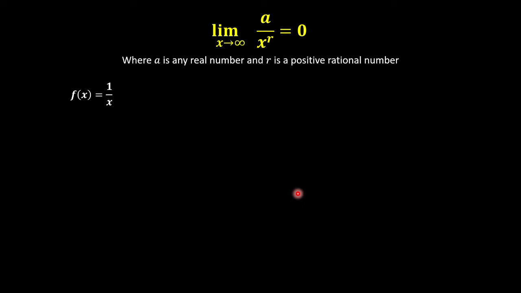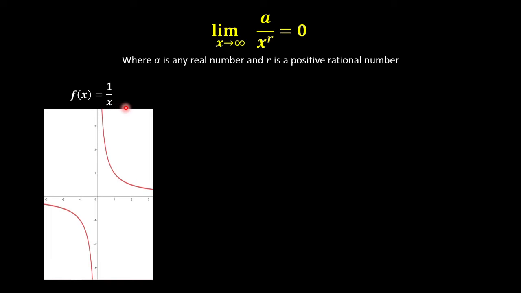Let's say we have f of x is equal to 1 over x. So 1 is a real number, and the exponent of x here is the rational number. This is the graph of 1 over x. As you can see on the behavior of our f of x, as x increases its value without bound, the y value approaches 0. On the other hand, as x decreases its value without bound, y approaches 0.